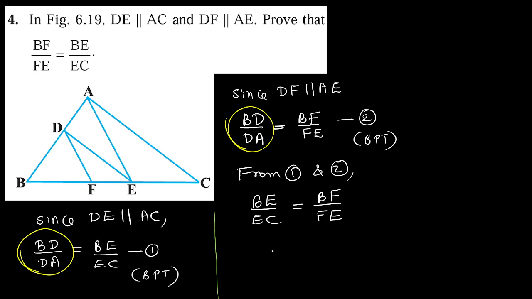The order is different. Okay, let me write one more step. If A equal to B, I can say B equal to A. Understood? The order can be changed. So BF by FE equal to BE by EC. This is what we want to prove. All of you please write down.